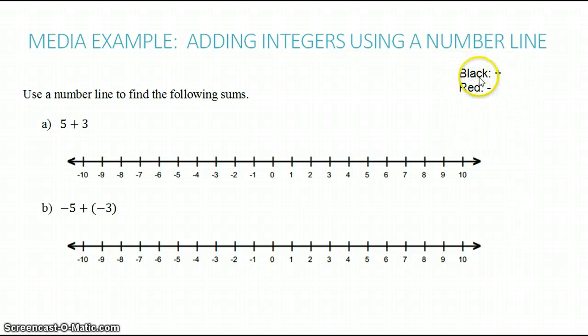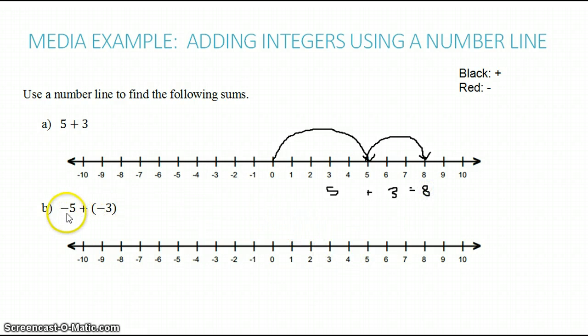Notice up here I wrote that we're going to use a black pen for positive numbers and a red pen for negative numbers. So we're going to start at 0 and go to 5 for our first addend. So we've moved up 5, and now we need to add on another 3 for our second addend. So notice the distance here from 0 to 5 is 5, and the distance here is 1, 2, 3. So 5 plus 3 equals our result of 8.